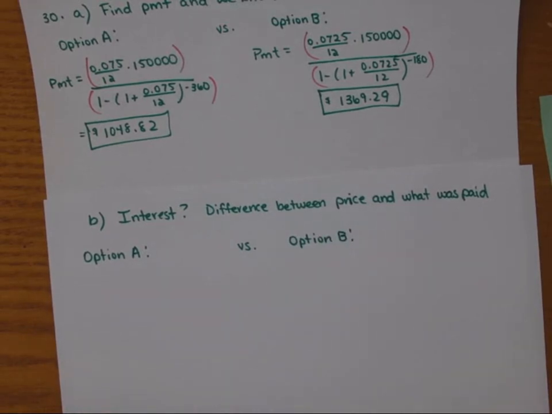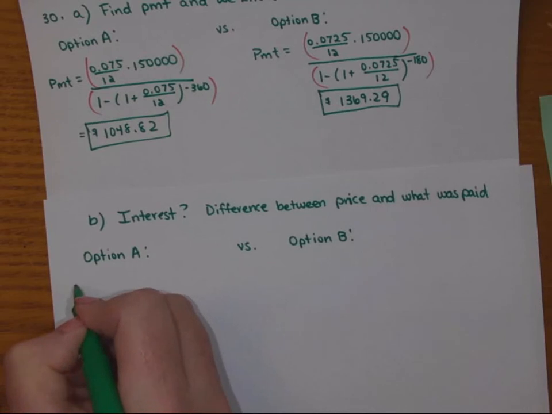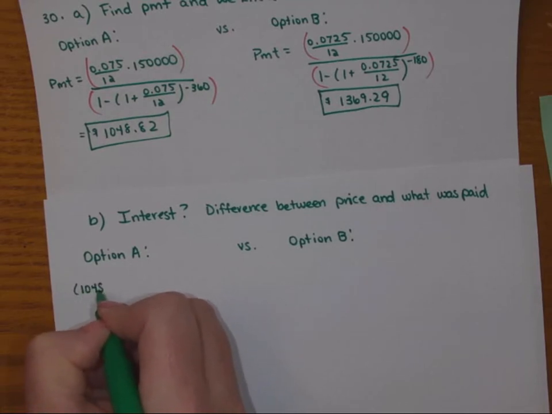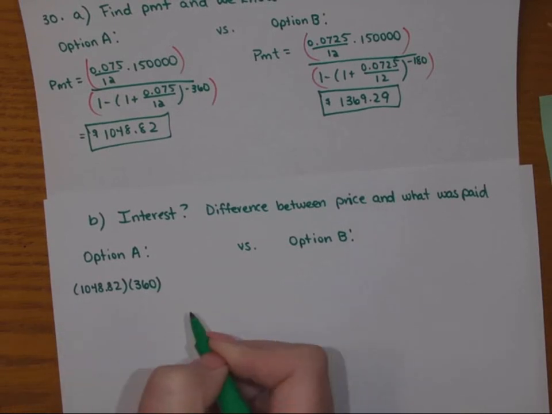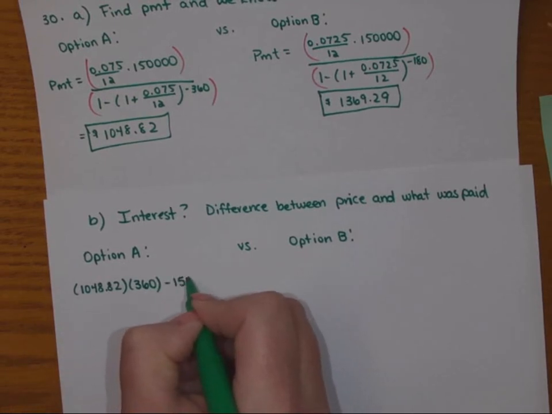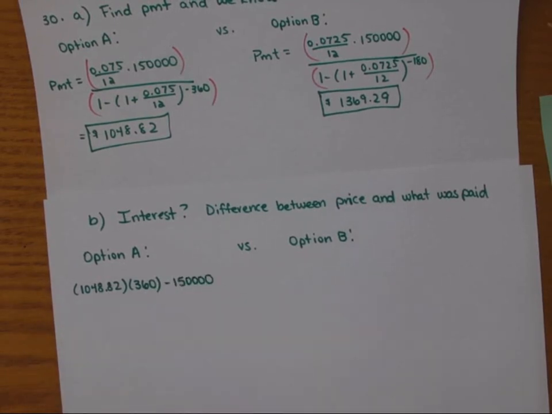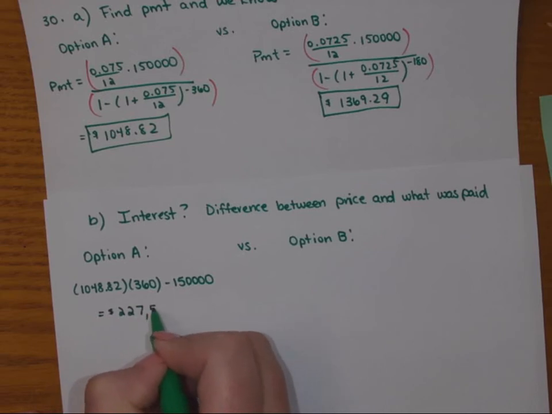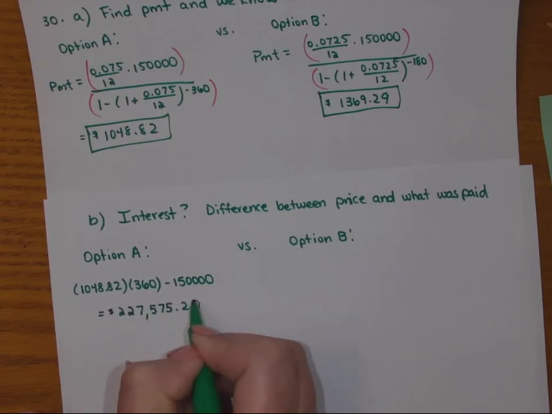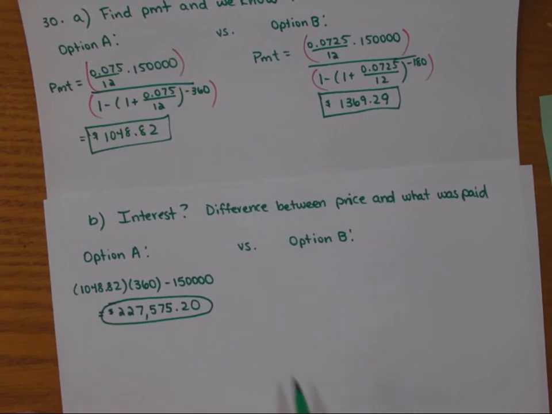Okay, so remember, it's just the difference, right? On the first one, we have payments of $1,048.82, but we have 360 of those. Then we take off $150,000, because $150,000 is not the interest. It's what we actually paid for the house, or what it's actually worth. So notice it is quite a large amount of interest. When you go to finance a house, you should be aware of this. The interest is actually more than what the house cost, and that's because it's over a 30-year period.